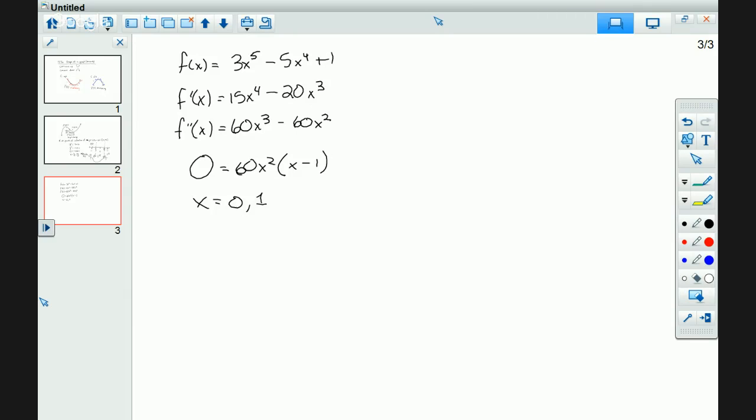0 times anything is 0. If you ever have a solo term out front with an x in it, it's going to have a 0 for sure. Okay. And now we can do our sign analysis, right? 0 and 1. For some reason I like to mark my possible points of inflection. I've been infected by calculus. Okay.